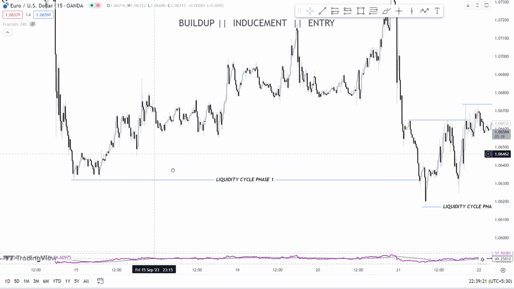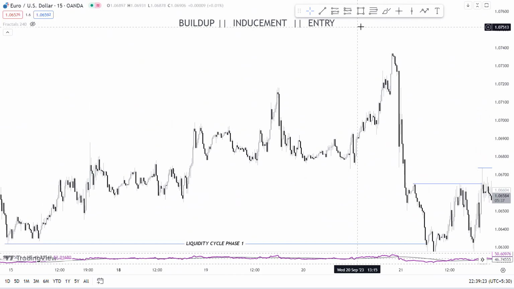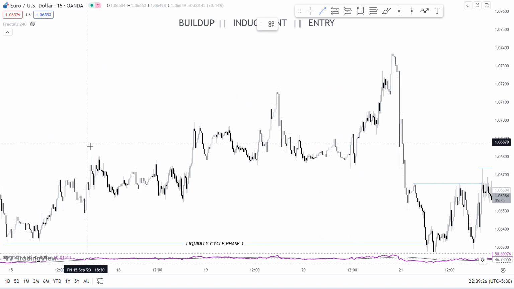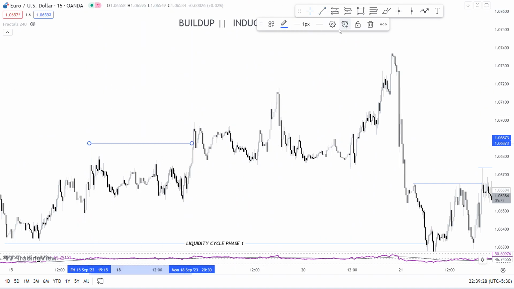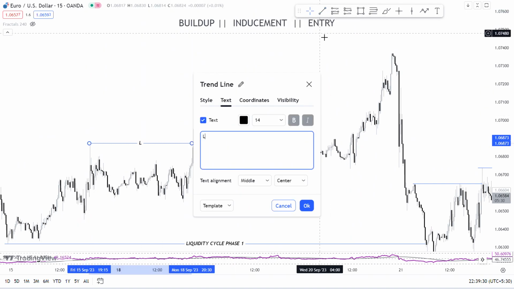I will show you many liquidity inducement things. If you see here, this is the clean high. This is the liquidity phase 1. Again, the liquidity cycle is setting up.